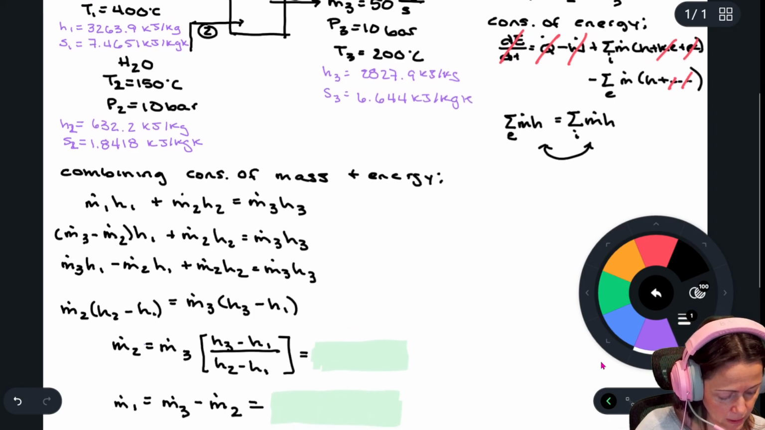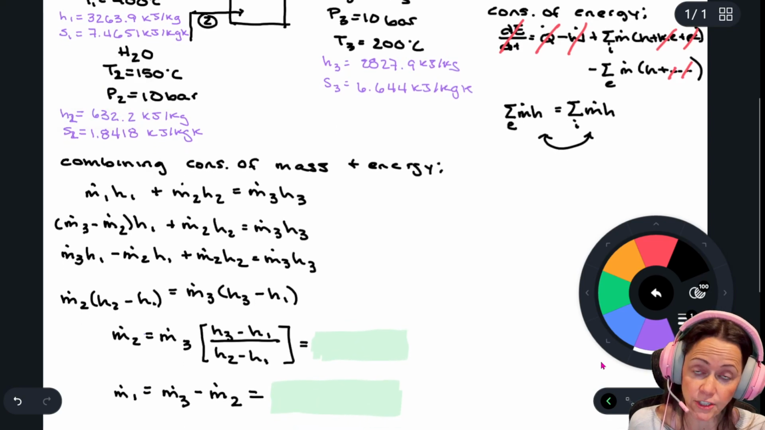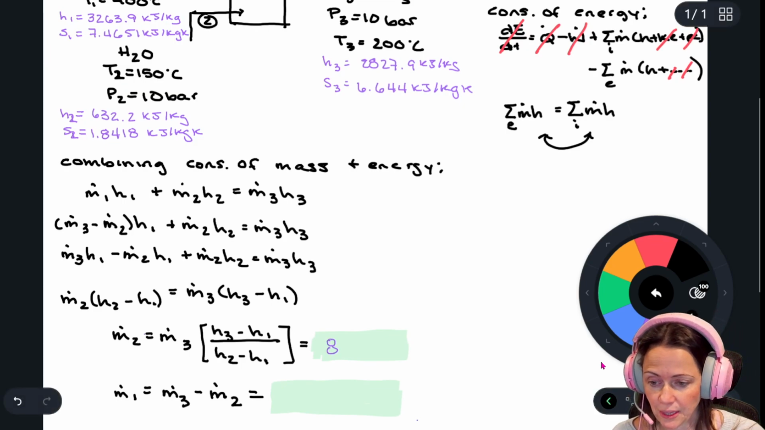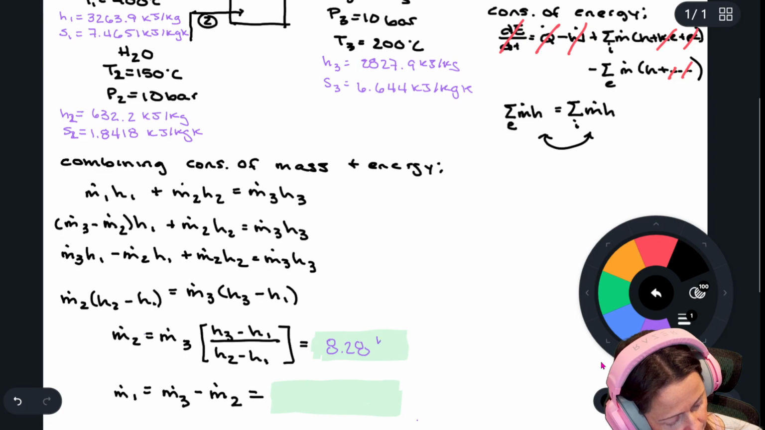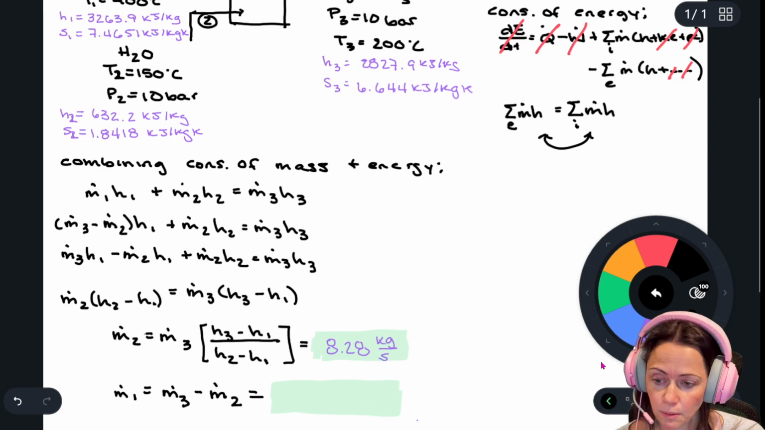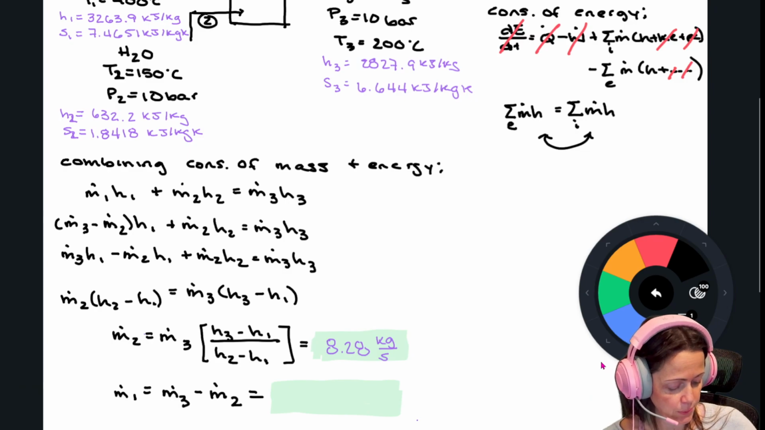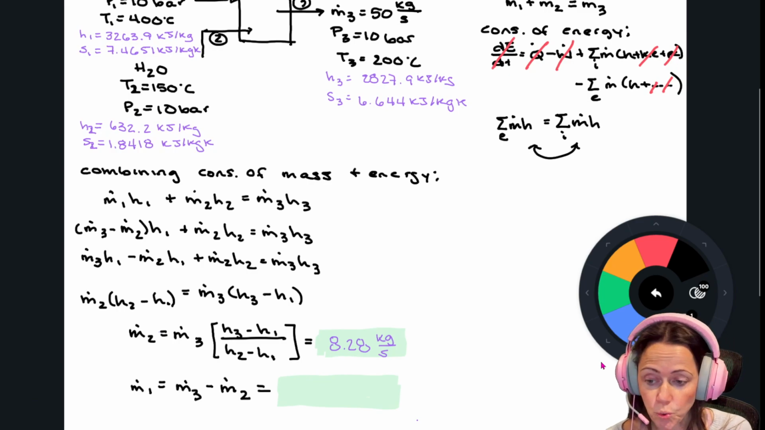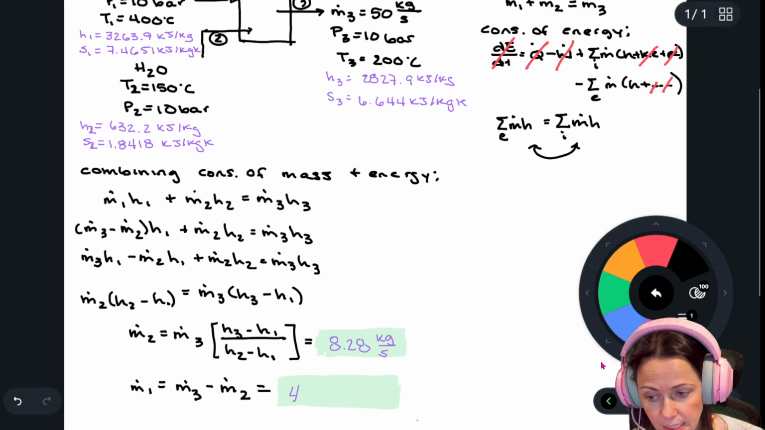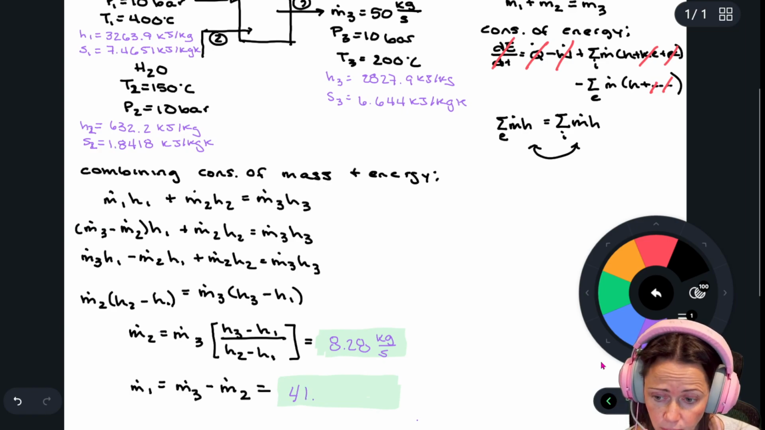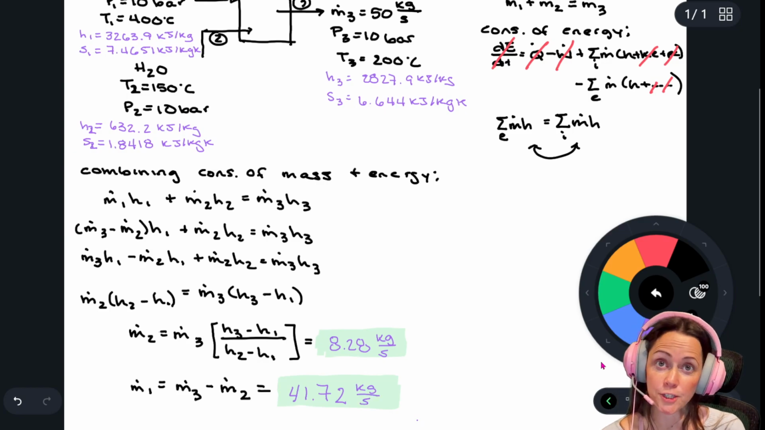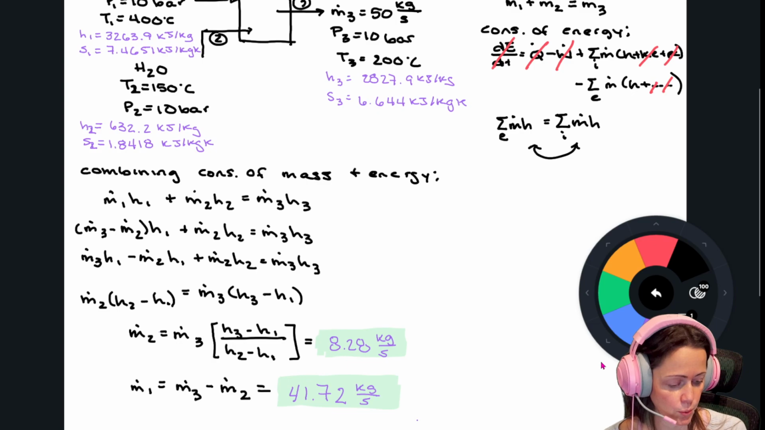All right, and so I'm going to come down here and just plug things in, and I have all the H values. The m dot 3 and all that stuff is given to me, so I end up getting, I could have rounded things off, couldn't I? But I've got 8.28, and this is going to be in kilograms per second. And then m dot 3 is my 50, so 50 minus that 8.28 number is going to be, if we round it off, 41.72 kilograms per second.